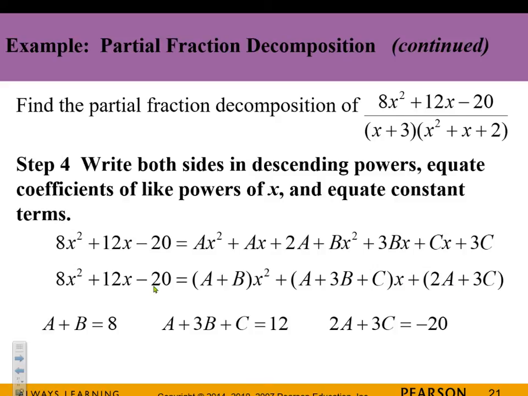Wait, how did we get negative 20? From right here. Yeah, but how? That was there. Yeah, but that one's not a constant, that one has numbers, and then we made it a what? I see the negative 20. How do we turn the negative 20 into the 2a plus 3c? From here? I see that it's right there, but how?